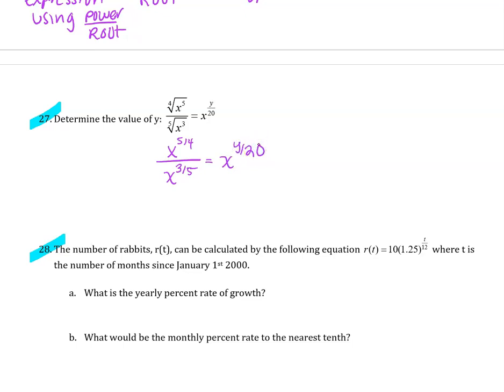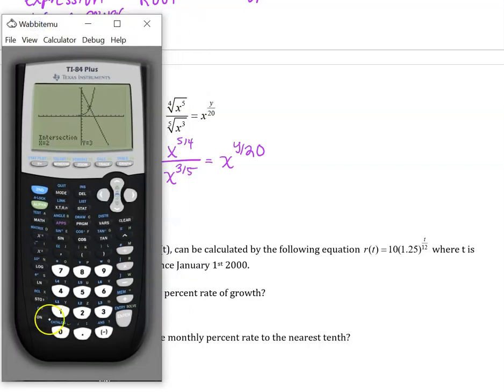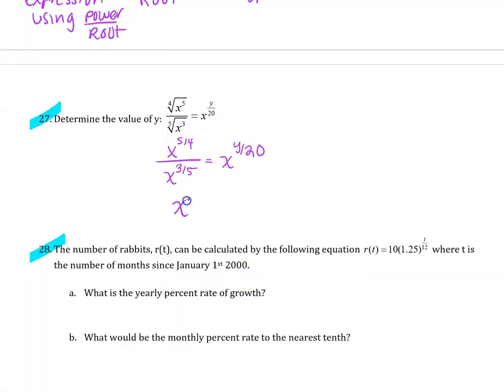Okay, I'm dividing numbers with the same base, so that means I can subtract the exponents. So I'm going to go ahead and do 5/4 minus 3/5. I'll math frac that. So 13/20.